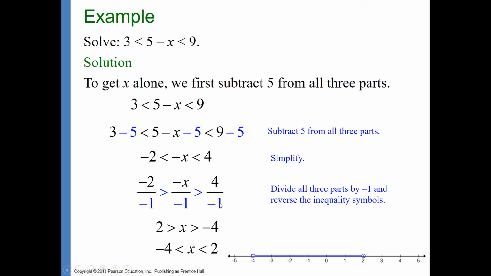Remember, when you divide or multiply by a negative number in an inequality, on both sides of the inequality, or in this case, all three sections of the inequality, you do have to flip your sign. So you'll see the sign flip here. And we get 2 is greater than x is greater than negative 4. We can flip all this around: negative 4 is less than x is less than 2. This is the low end here at -4, and you'll see an open circle there. This is the high end here at 2. You'll see an open circle at 2, and we shade everything in between.